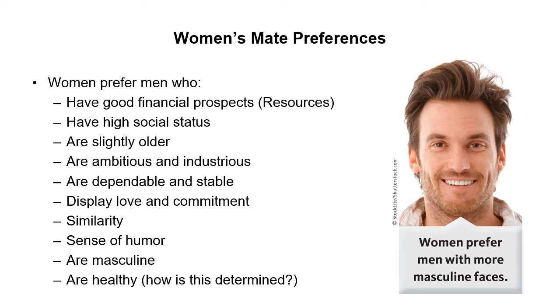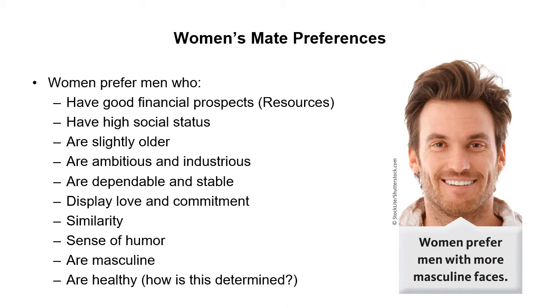Next highest is high social status, and again, this goes back to good financial prospects, because those of higher social status tend to have higher financial prospects. Slightly older also goes back to good financial prospects, because those who are older tend to have better financial prospects. Why not much older? Why don't women prefer guys who are way older, the ones that have really good financial prospects, good resources? Well, that comes down to death and dying. If the guy dies before the kids are of age, then even if he had good resources then, it doesn't necessarily mean good resources in the future.